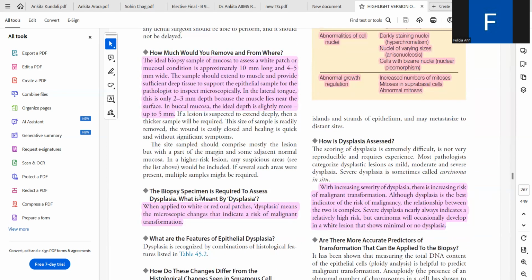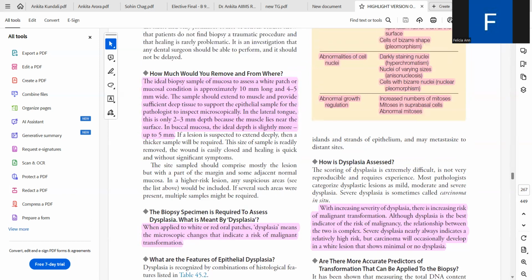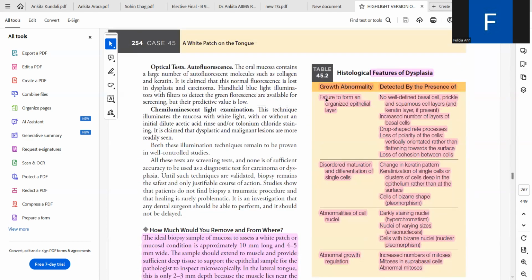Then the biopsy specimen is required to assess dysplasia. What does dysplasia mean? Dysplasia means cellular changes, microscopic changes that indicate a risk of malignant transformation. And it is shown by a combination of histological features, which we have all read in oral pathology. So what are these histological features which signal dysplasia?